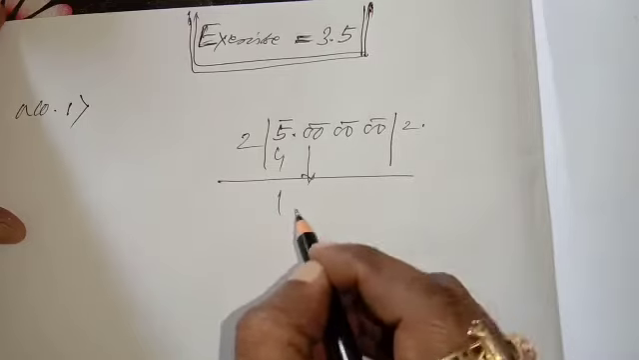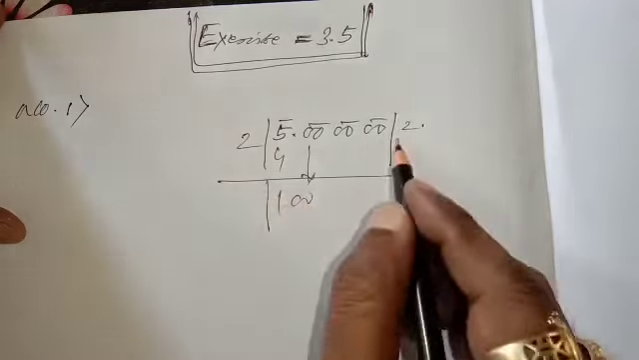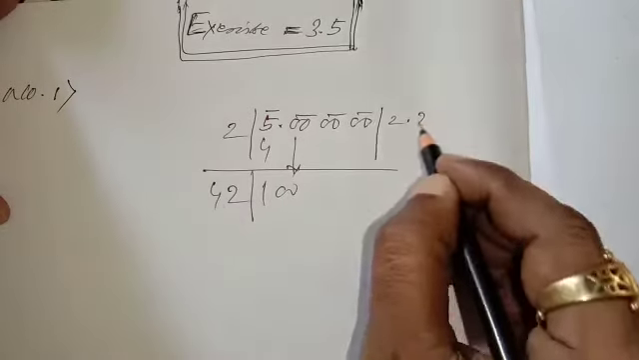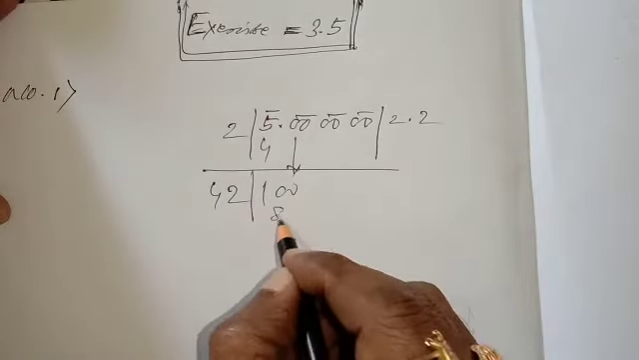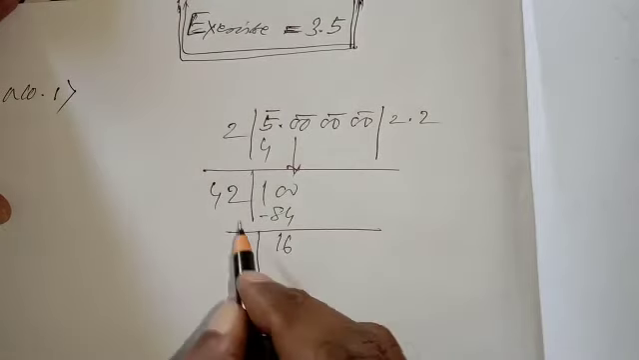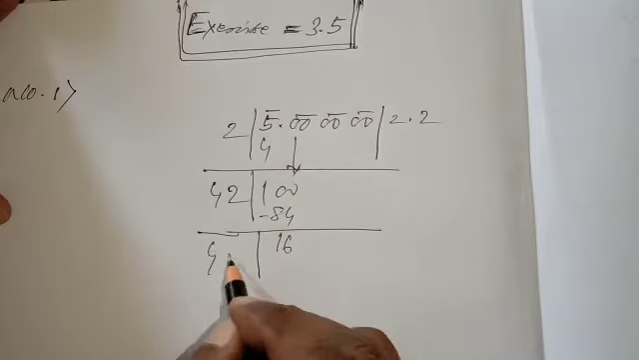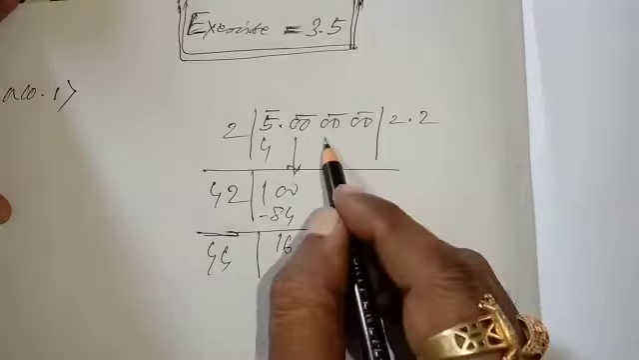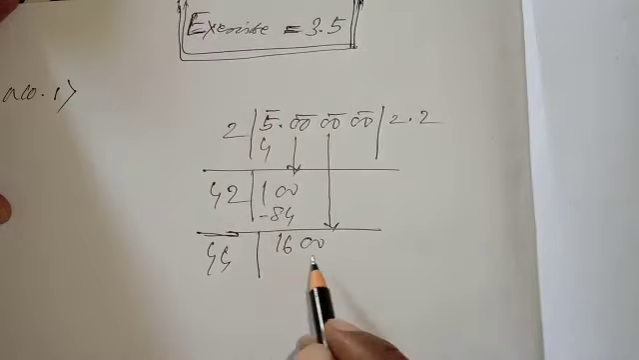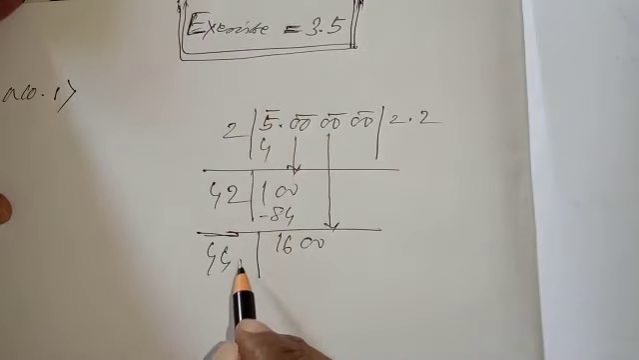Next pair will come down, 100. 2 plus 2 is how much? 4. Put 2 here. 42 into 2 is 84. Now subtract, it is coming 16. 42 plus 2 is 44. Next pair will come down, that is 1600. Next you have to put how much? You put 3.